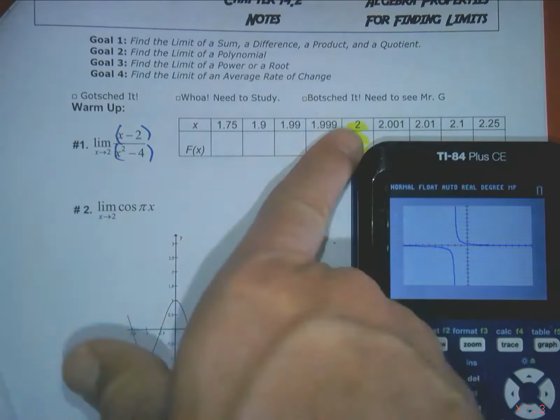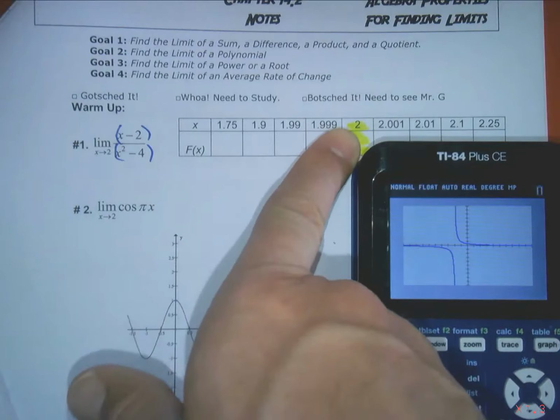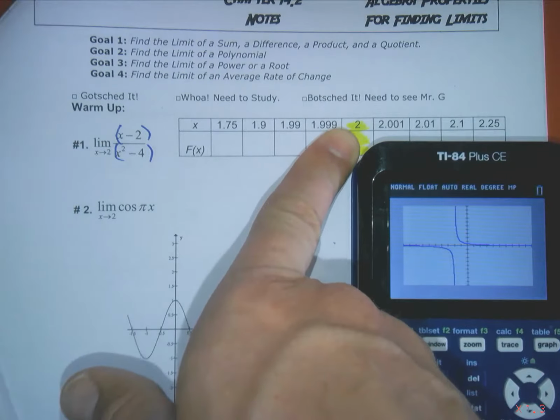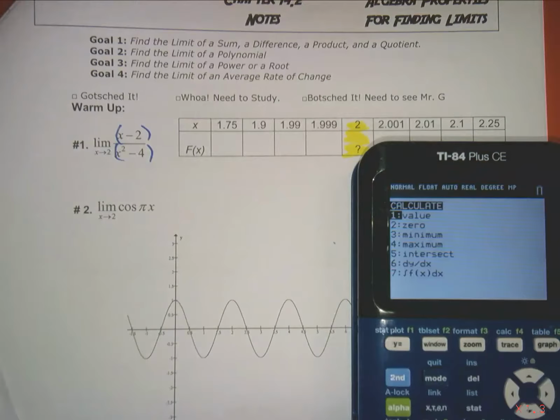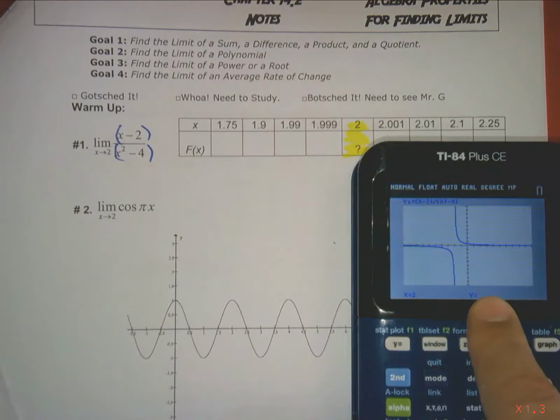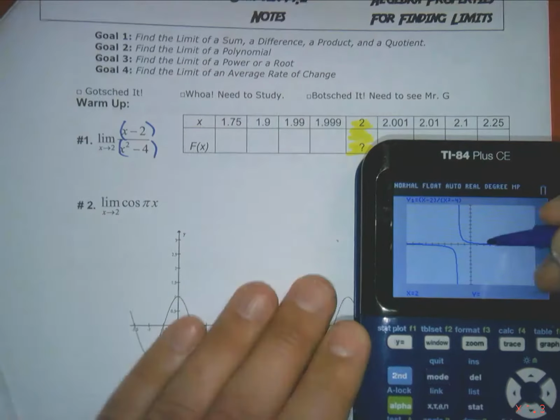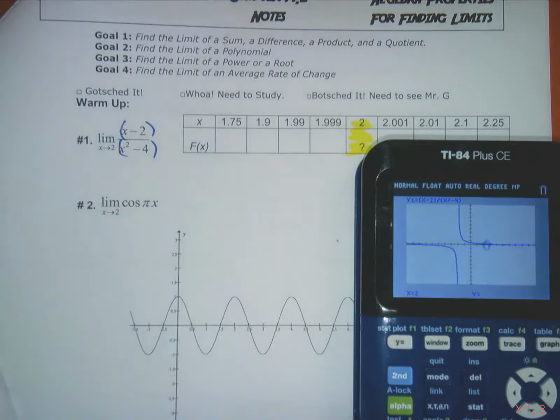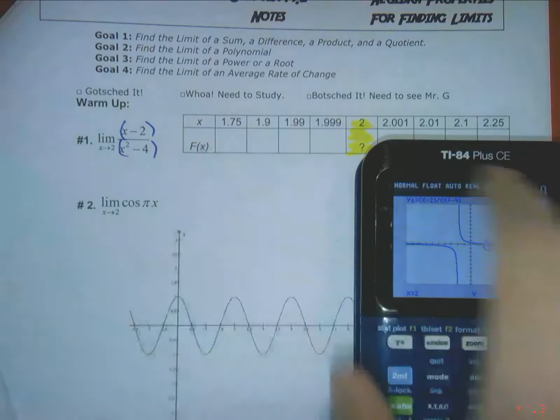Well, the first thing I always do, if I've got to find the limit, is ask: can I plug in 2? So, second trace, value 2, and I got nothing. That tells me at 2 there's got to be a hole there. And if there's a hole, there's definitely an intended height there that I can find. Okay? So I'm going to start plugging in these numbers.